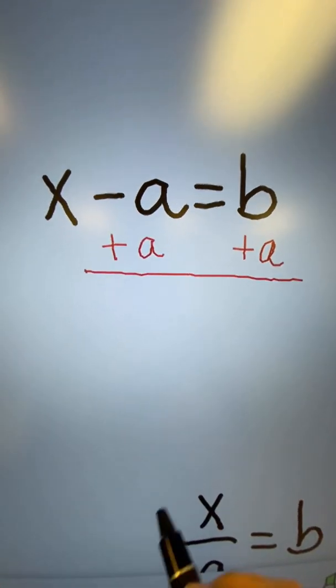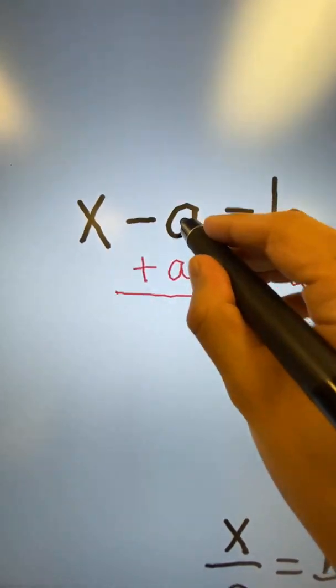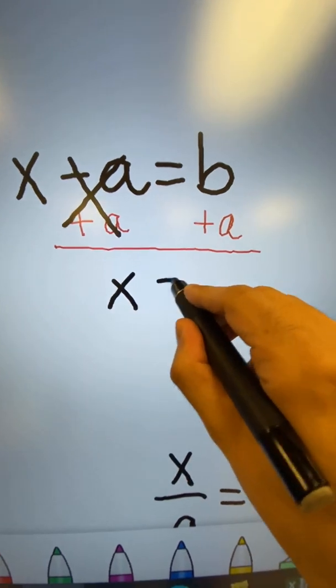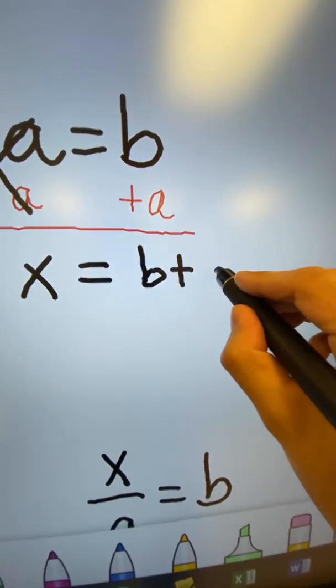And now I'm going to simplify. When I combine opposites, negative a and positive a, they cancel each other out. And we're left with the term x equals, and then I'm going to write down b plus a for this one.